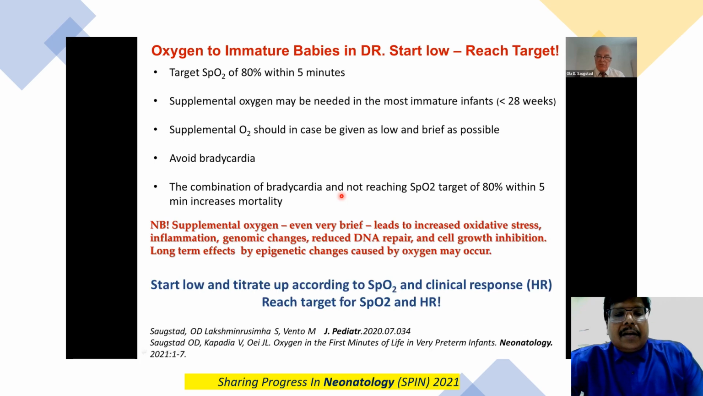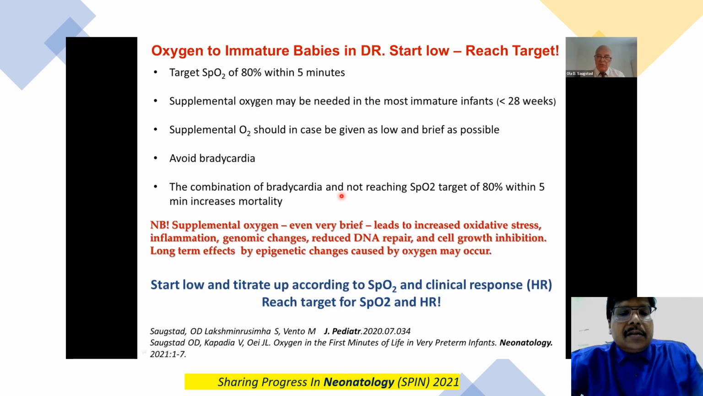Bradycardia falls into many groups: transient bradycardia, that is less than 2 minutes, more persistent bradycardia, those persisting more than 10 minutes, and those not reaching the SpO2 target of 80%, which in effect means that the bradycardia is due to ineffective oxygenation achieved by the team.